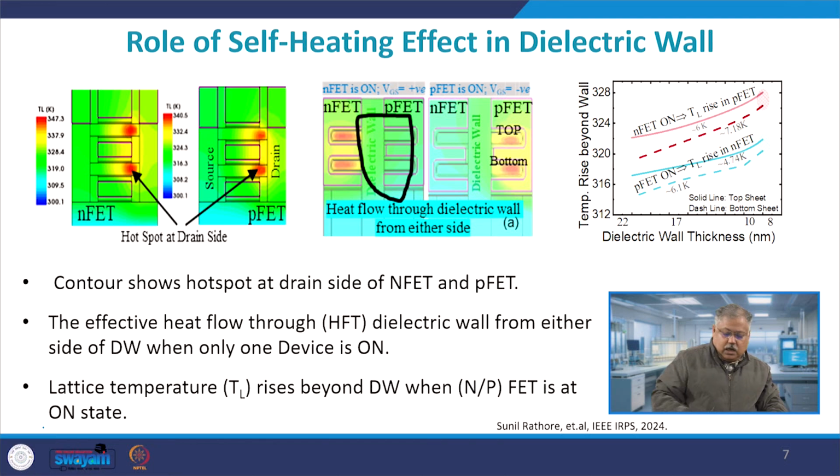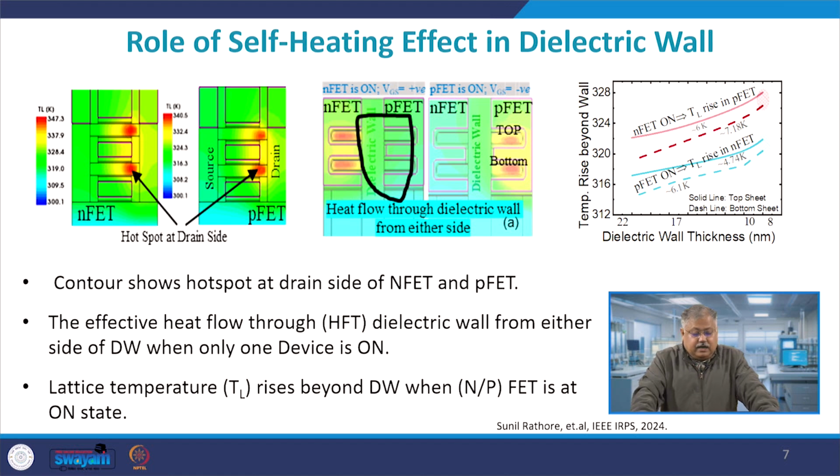That means we have understood why we need to take the hot carrier effect into consideration. What is the meaning of dielectric wall which acts as an insulator? Let's look at the role of self-heating effect in dielectric wall. This was a work done in our lab, and this was published in IRPS 2024. So it's quite a recent paper from where I have taken this discussion.